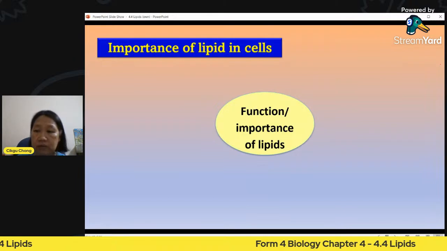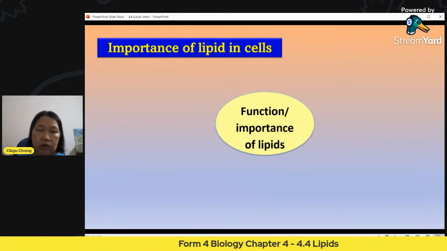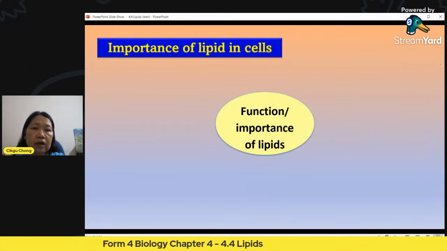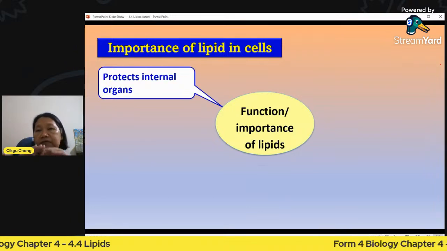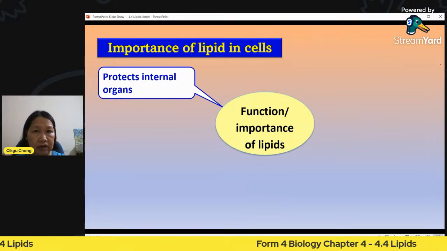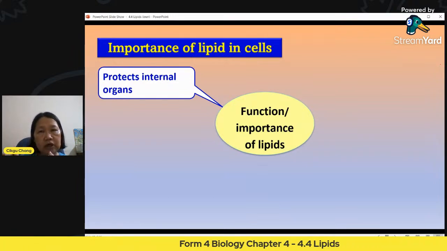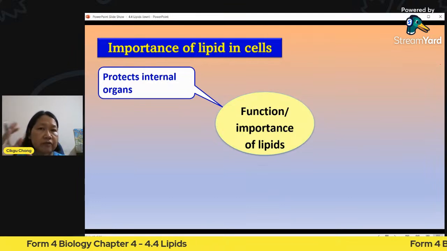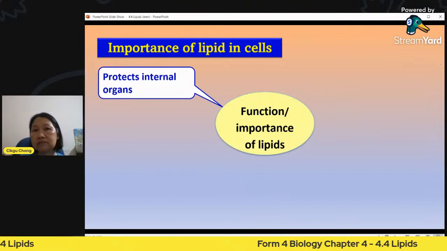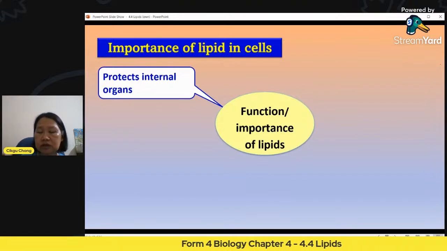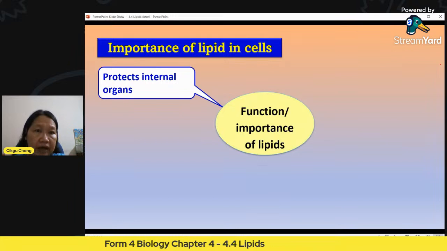Why do we need lipids in our body? Why do we need lipids in the cell? What is the function? What is the role of lipid? So first, we have lipid in our body. It envelops, it covers the organs. So it covers your heart. It also covers the kidneys. So it protects the internal organs. So it's like a cushion. It cushions the impact.